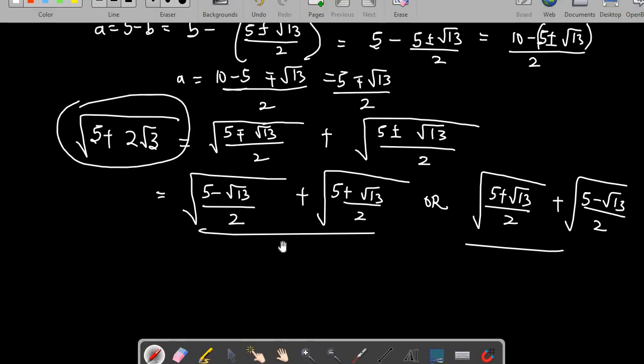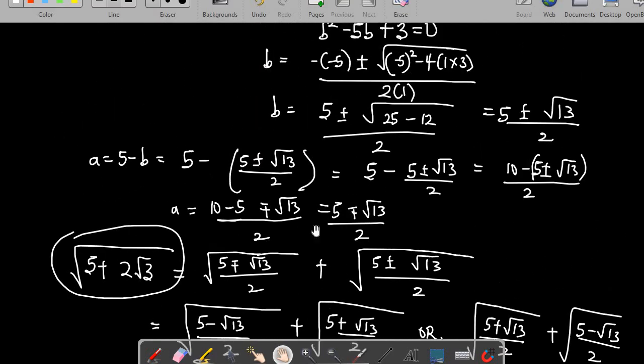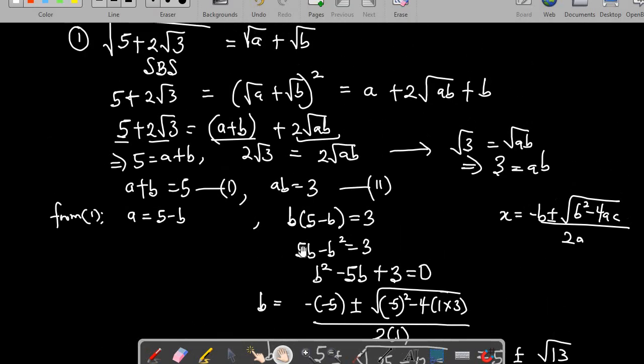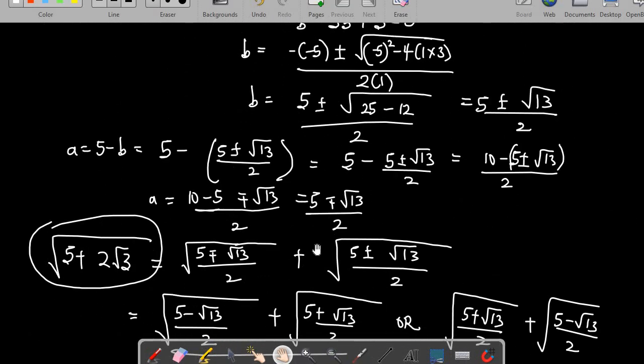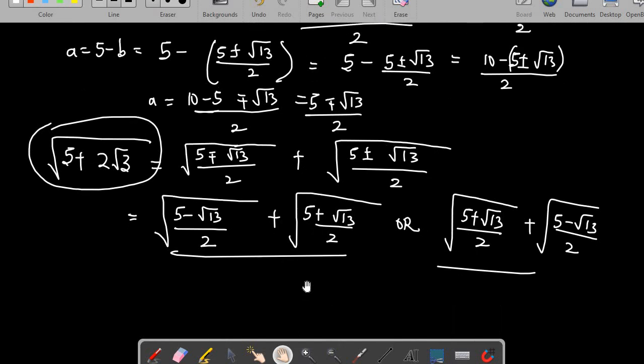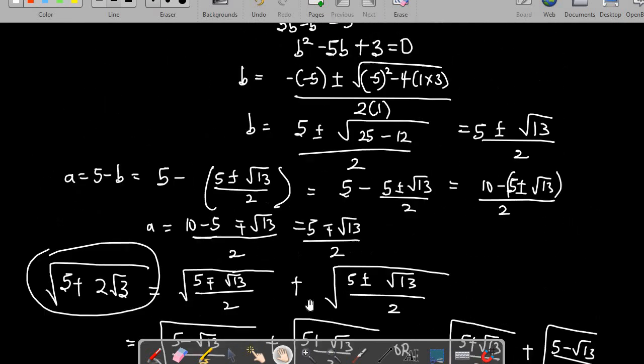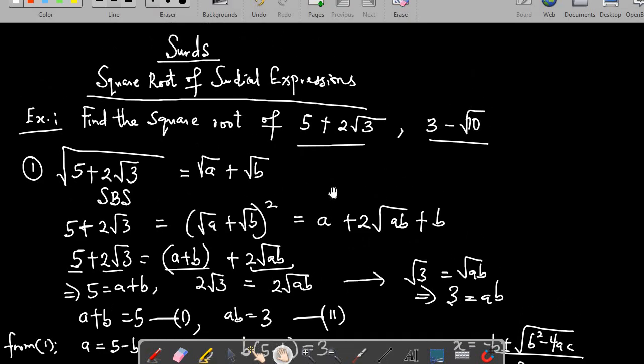It is quite clumsy because this question was just abstract. I decided to use a question that is not general, because most questions will just give you a perfect answer, but I wanted you to see that not every question has to look perfect. Now let's look at the second question, 3 minus root 10.